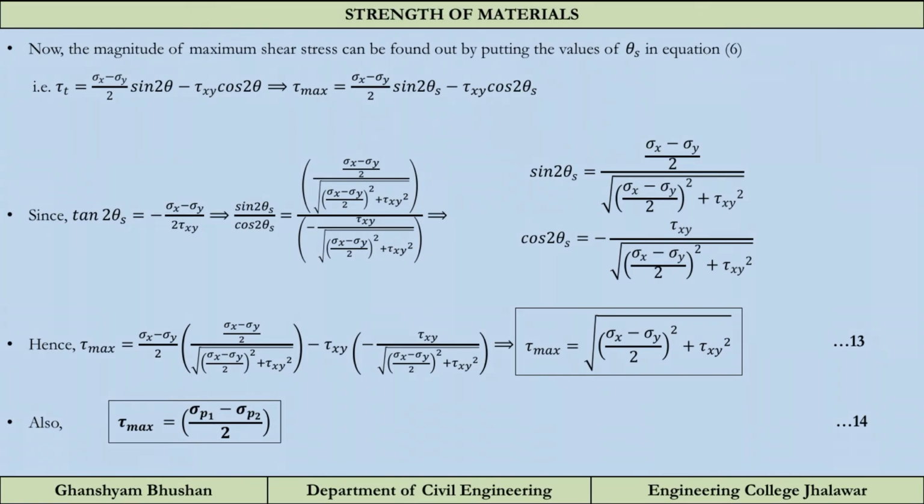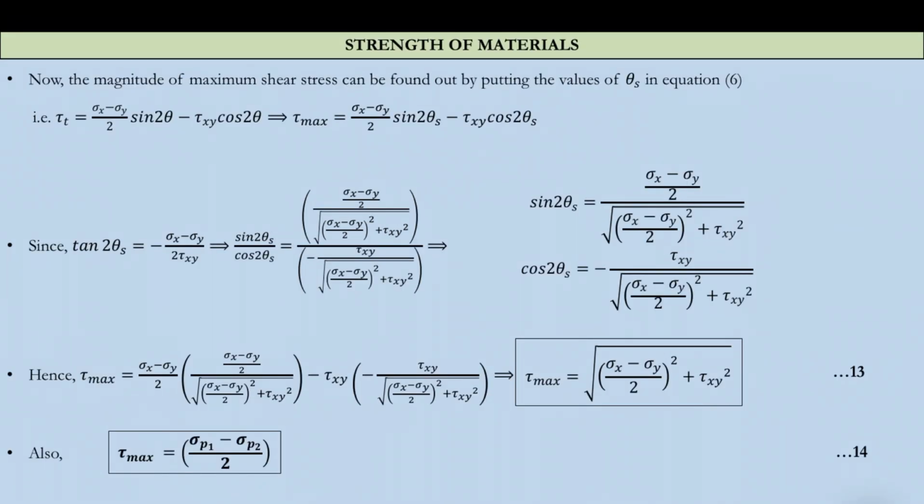The magnitude of the shear stress can be found by putting the value of theta s in equation 6, which is the transformation equation of the shear stress. This is given by this equation. We have calculated the value of theta s. Now again we will express tan 2 theta s as the ratio of sin and cos, and calculate the values from here.